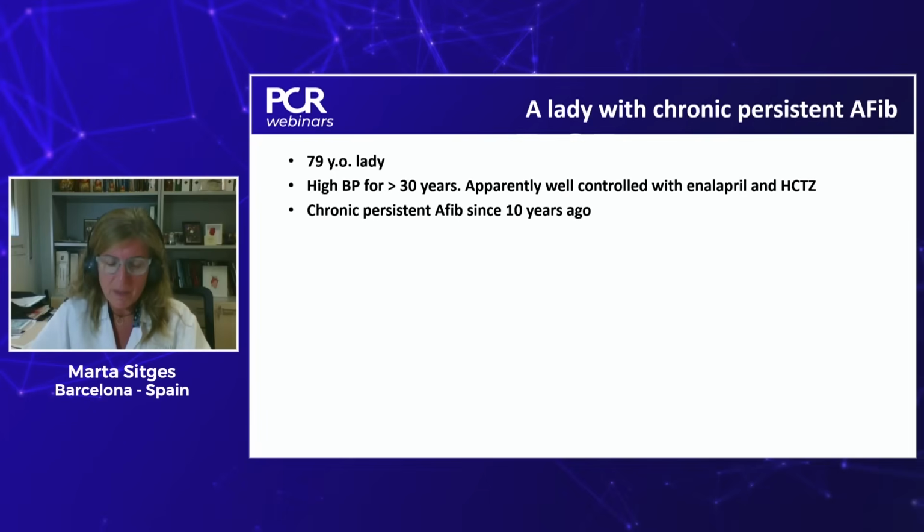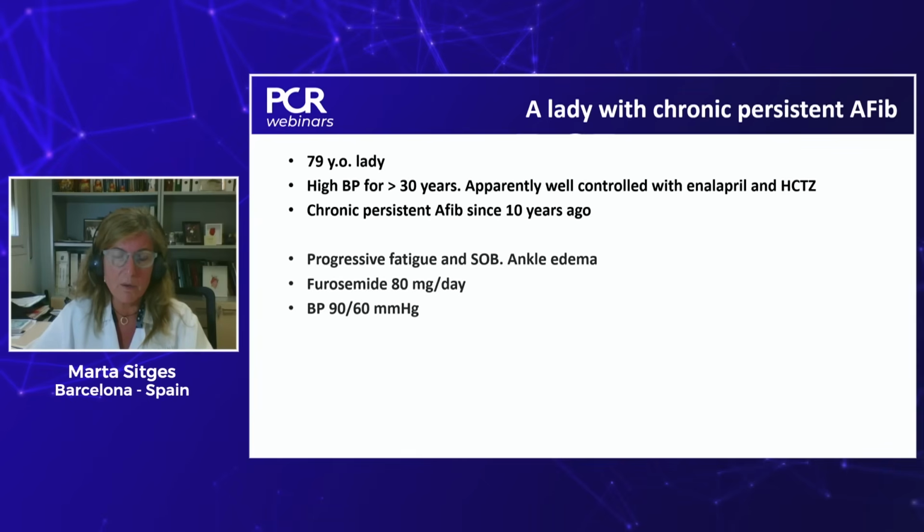I will, following Professor Badano's overview on atrial secondary tricuspid regurgitation, present the case of a 79-year-old lady who explains a story of long-standing high blood pressure, apparently well controlled, according to what she was telling us, with enalapril and hydrochlorothiazide. And she had chronic persistent atrial fibrillation, known since at least 10 years ago.